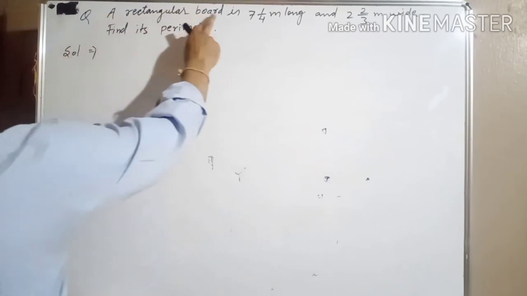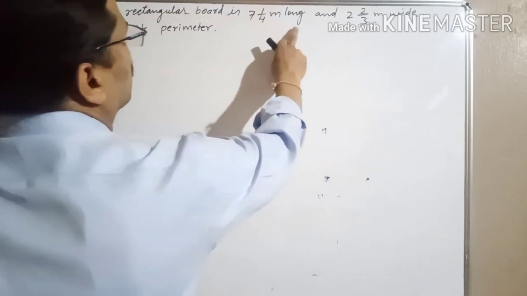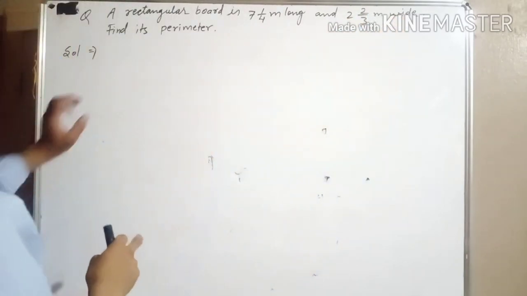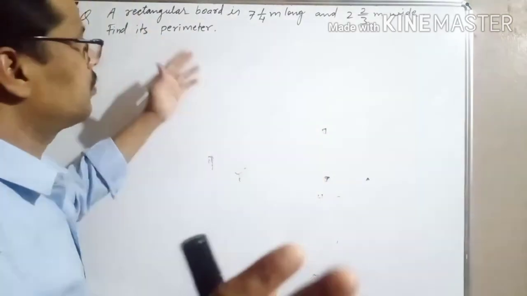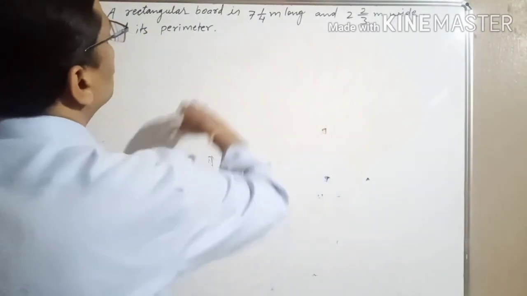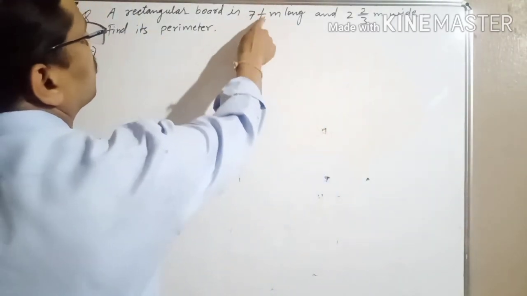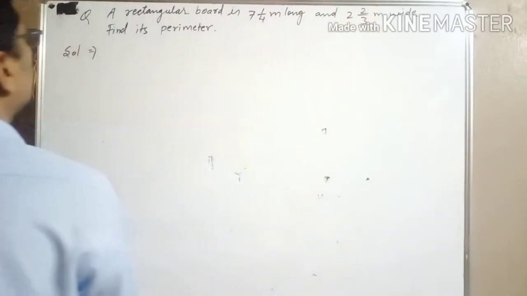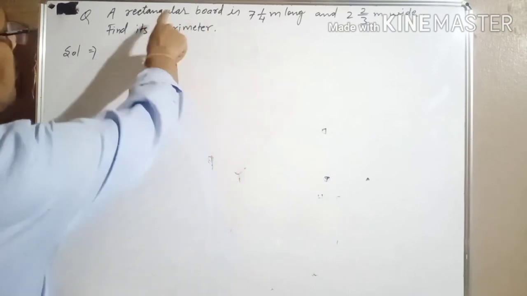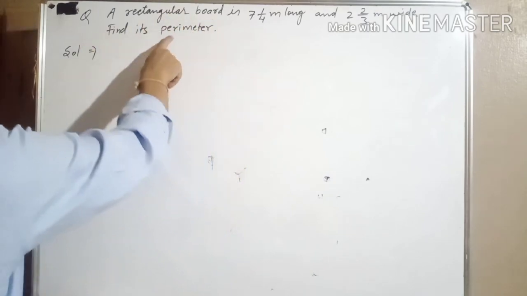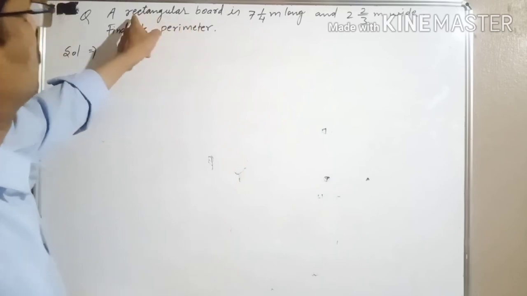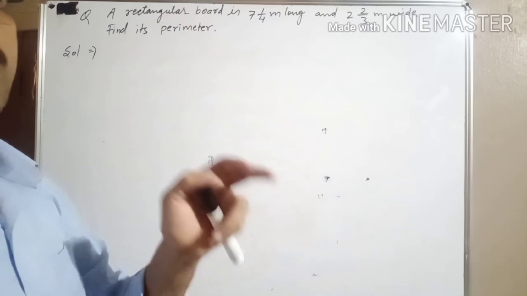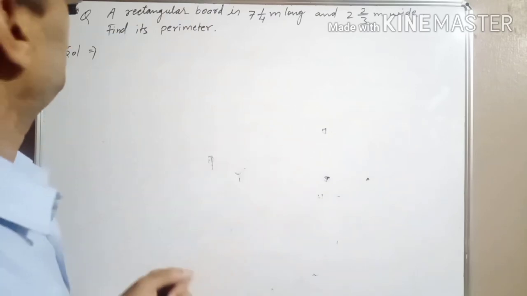A rectangular board is 7 whole 1 upon 4 meter long and 2 whole 2 upon 3 meter wide. Find its perimeter. In this question, we have one rectangular board. Suppose this is a board, and the length is 7 whole 1 upon 4 meter. And what is the width? 2 whole 2 upon 3 meter. So first we write what we have in the length and width of the board, and we want to find out the perimeter. So which formula do we have to use to find the perimeter of a rectangle?